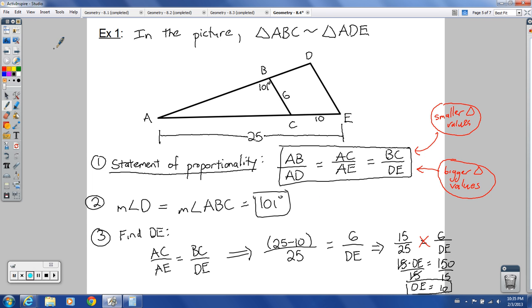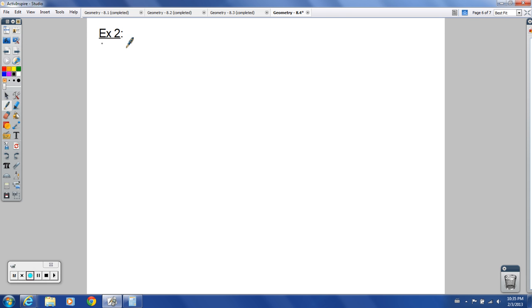Right, so let's move on to a second example. In this example, are the following similar? And so let me pause the video here for a moment. I'm going to draw in some triangles and have you copy those down.